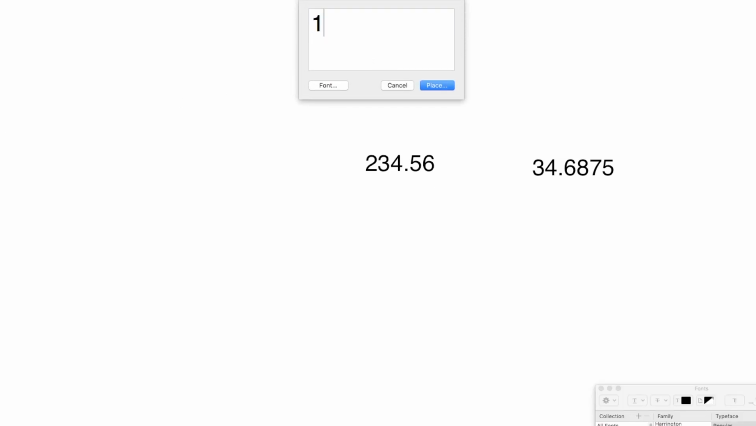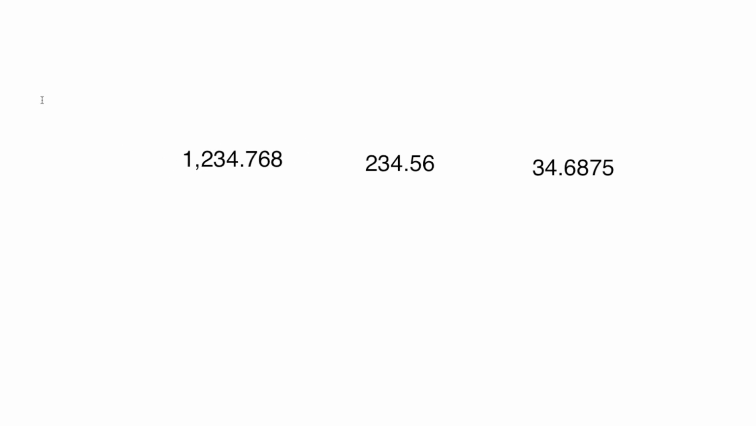And let's make one more. Let's do one that's in the thousands. Let's do 1,234 and 768 thousandths. And let's say it asked for you to round it to the nearest whole number. The nearest whole number is the ones place. So underline the ones place in each one.